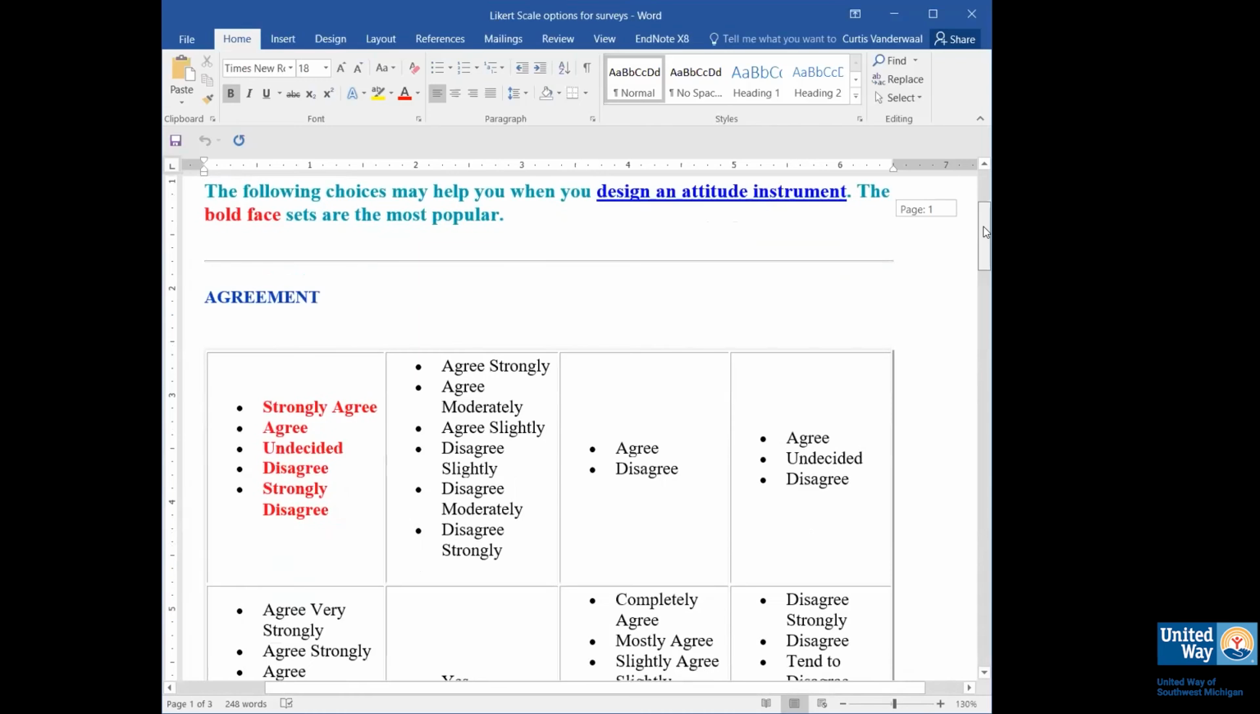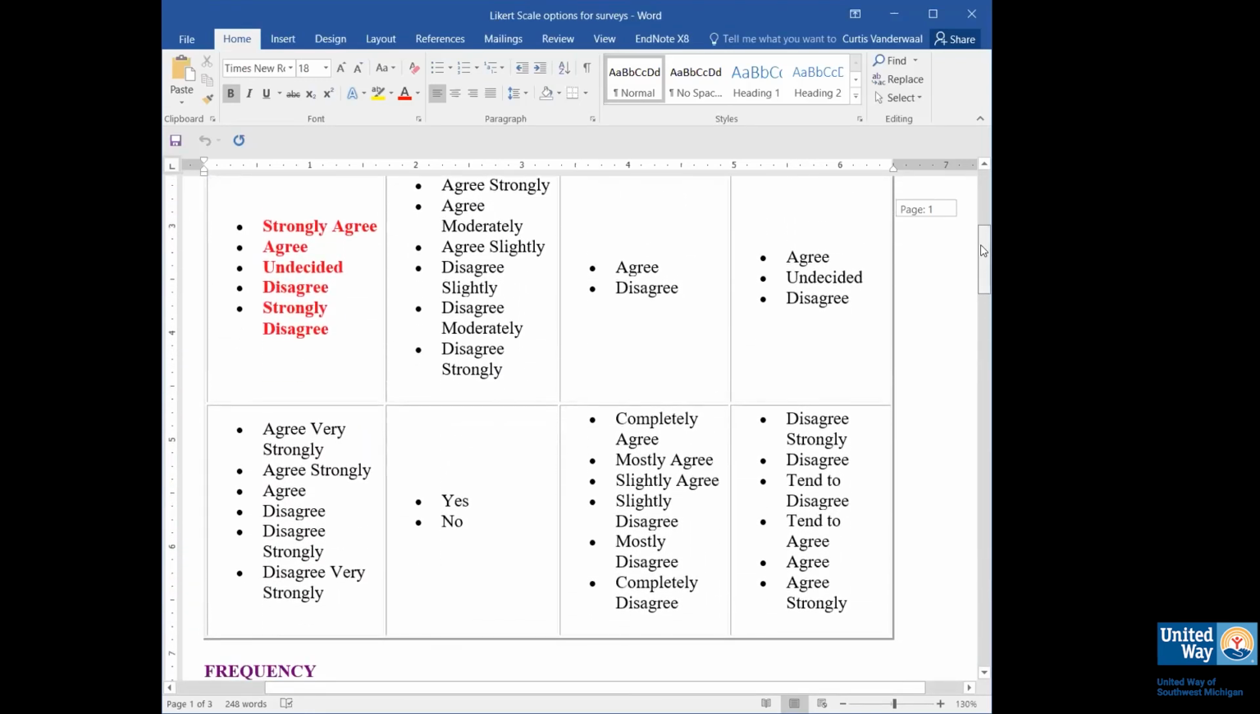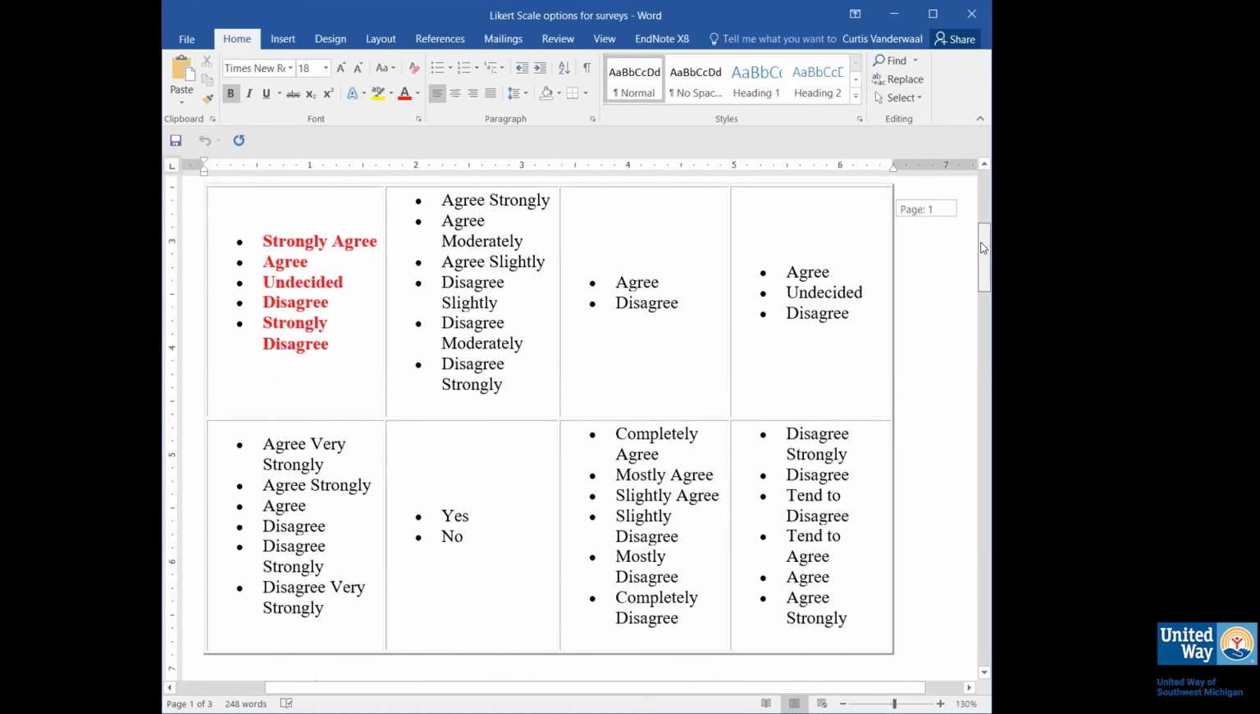But if we go down to the next one, oh, there are even more. Yes, so you can see disagree strongly as opposed to strongly disagree. So tend to disagree, tend to agree, agree strongly. So again, the value of this is that it keeps your category differences between the items the same. In other words, you're using the same kind of language. And the idea of measurement is you're trying to assume that there's an equal distance between each one of the categories.